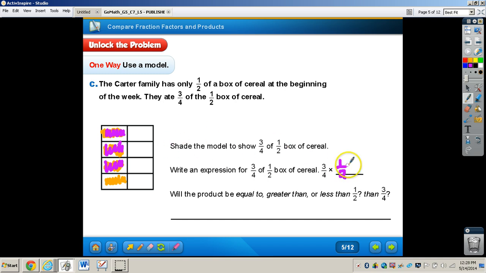Okay, now we can easily see that 3/4 times 1/2, or 3/4 of 1/2, you can see 3 out of 8 are shaded in twice. Okay, so 3/8 would be my answer. Okay, now will the product be equal to, greater than, or less than 1/2, first of all? And also 3/4? Actually the answer would be less than both 1/2 and 3/4, because my answer was 3/8, which is less than both 1/2 and 3/4.